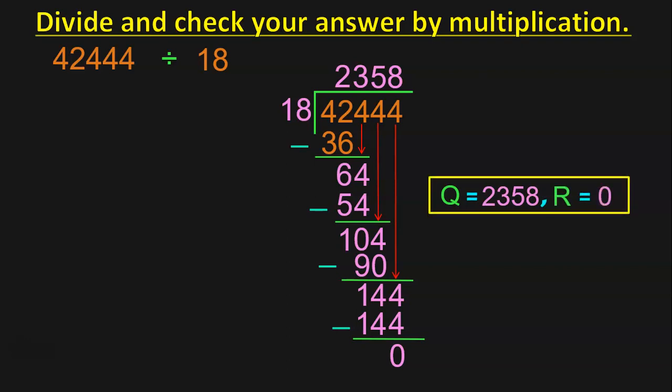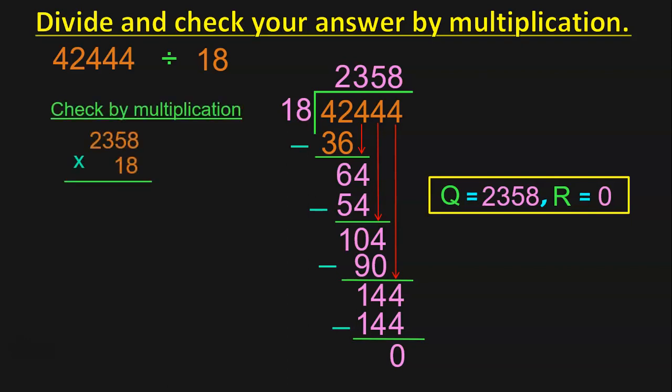What is the sum here? We'll have to divide and check your answer by multiplication. What are we going to multiply now? The quotient is 2358. We are going to multiply the quotient by the divisor, which is nothing but 18. So let us multiply 2358 by 18.